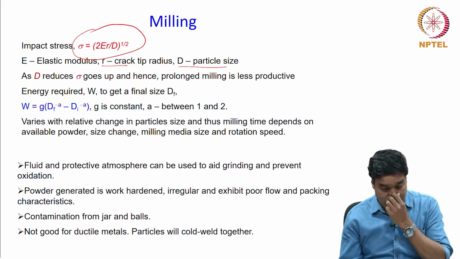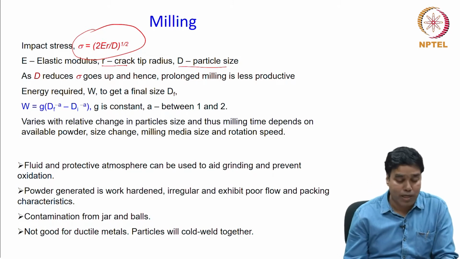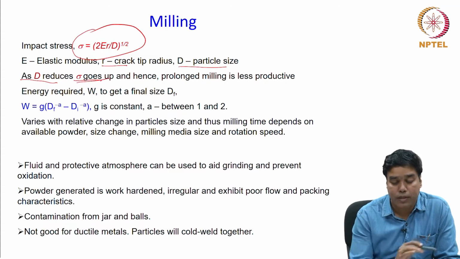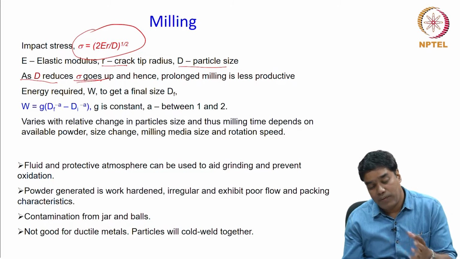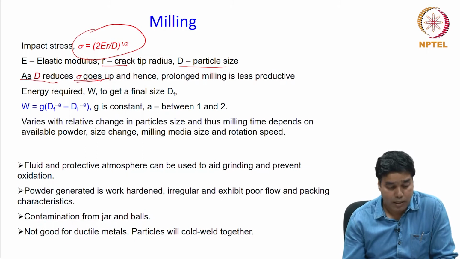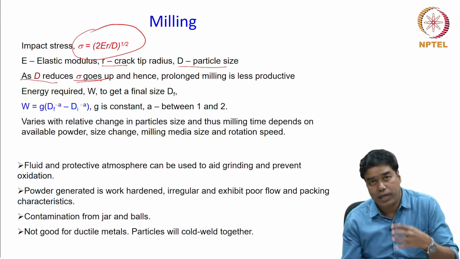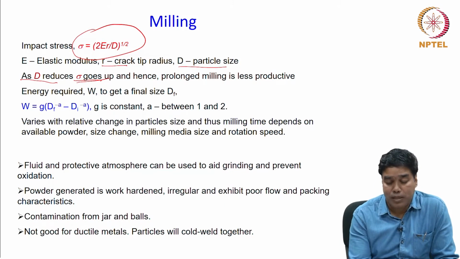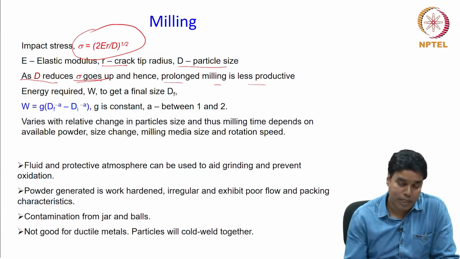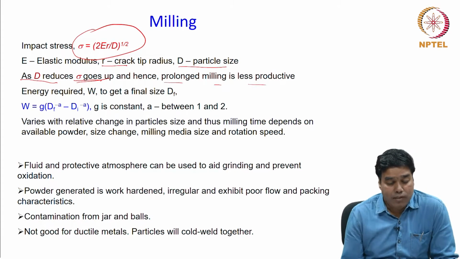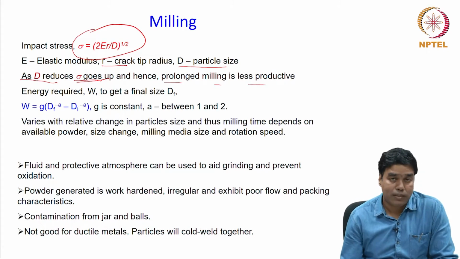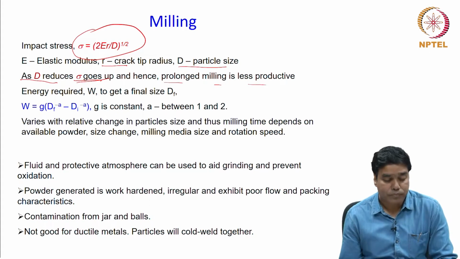Okay. So, from here one thing that you can notice is as D reduces, sigma goes up, right. So, that means if you fragment it more and more and make the particle size smaller, then the stress required to break it down further will also increase significantly, and that is why prolonged milling is less productive, since the stress requirement will significantly increase as the particle size goes down.